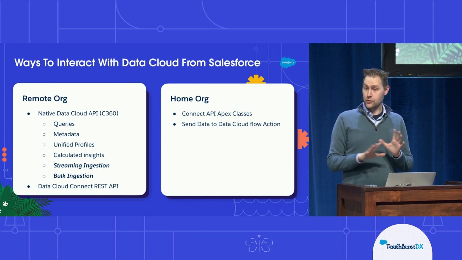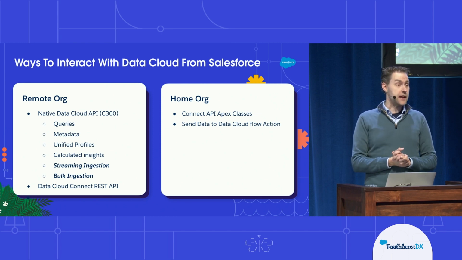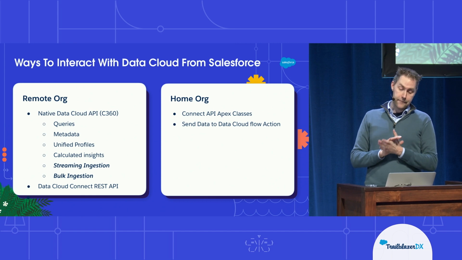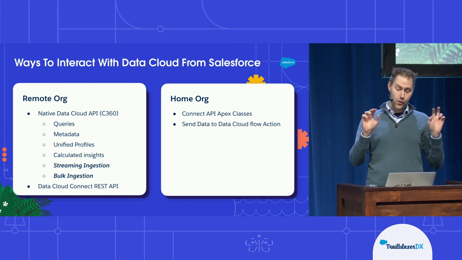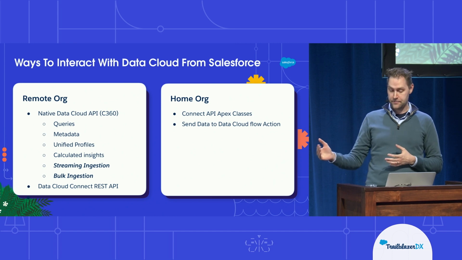If you're on the home org, you have another couple of options. So we have a number of Apex classes in the Connect API namespace, which we can use to get data from Data Cloud. And we have the option in Flow. We have a Flow action, which is called send data to Data Cloud if you want to stream records.